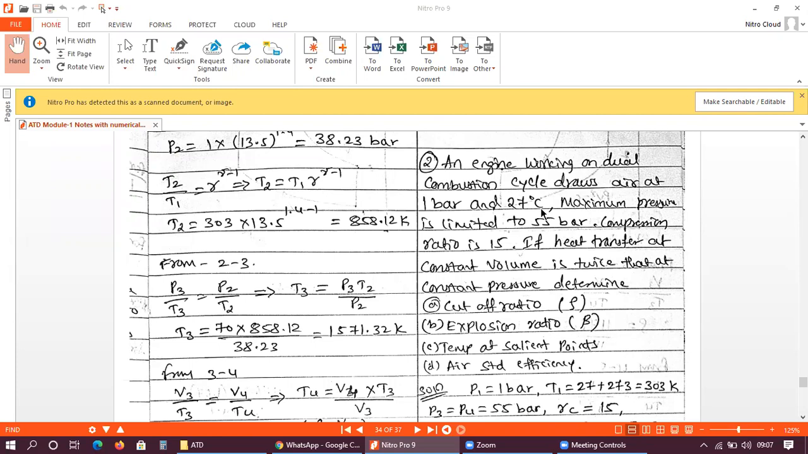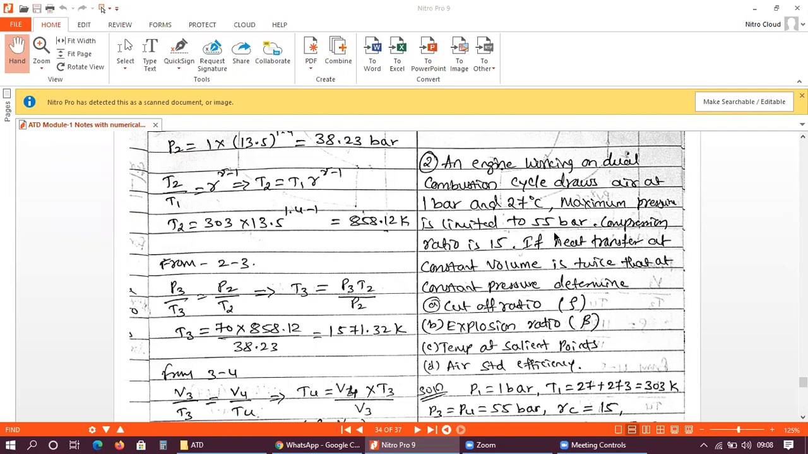So this is the pressure and the temperature at the beginning of the compression stroke. So at point 1 the pressure is 1 bar, and at point 1 the temperature is 27 degrees Celsius. 27 plus 273, you have to convert it into Kelvin, and the maximum pressure is limited to 55 bar. So here the maximum pressure is given. You are getting the maximum pressure at point 3 or at point 4. So in the dual combustion cycle, point 3 and point 4 are both the same.